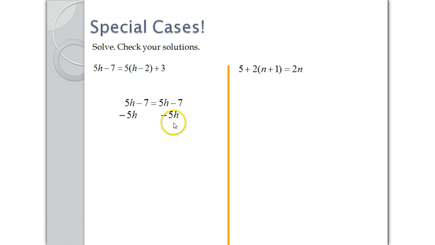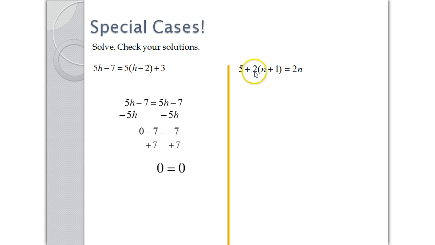5h minus 5h is just 0, so I'm left with negative 7. 5h minus 5h is also 0, bring down the minus 7. Now I need to get my constants to one side, so I'll add 7. I get 0 equals 0. This is a special case, and we'll talk about it in a second. I want to go over the next example so you have a comparison.